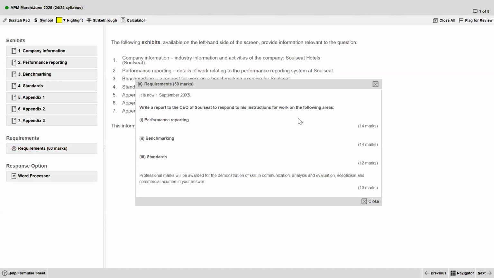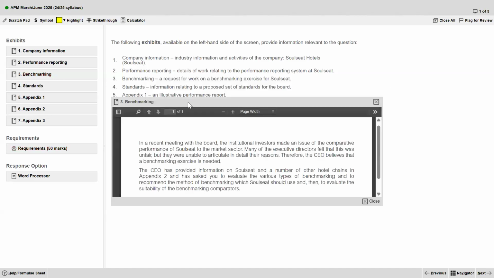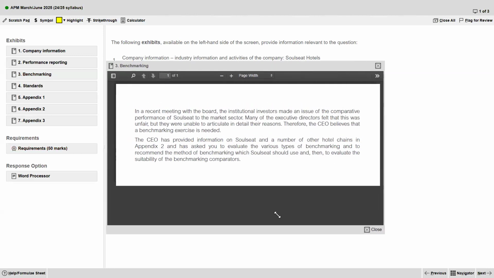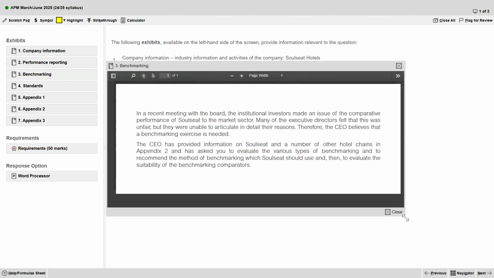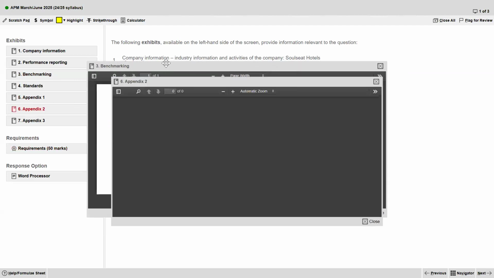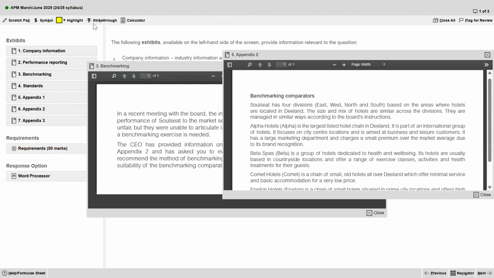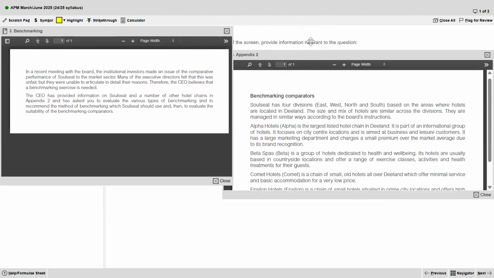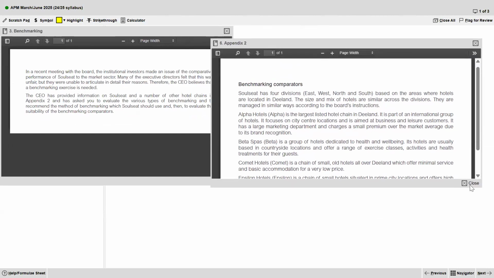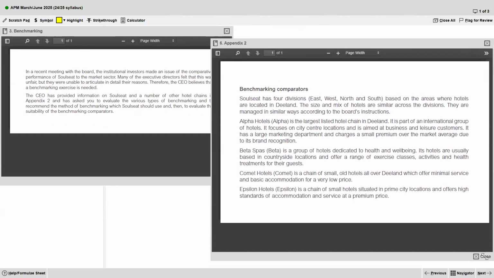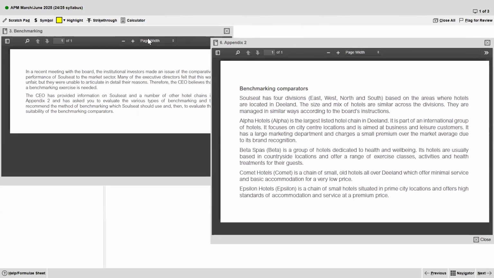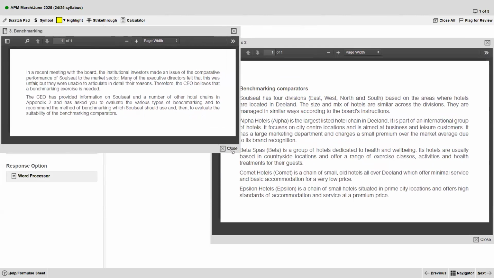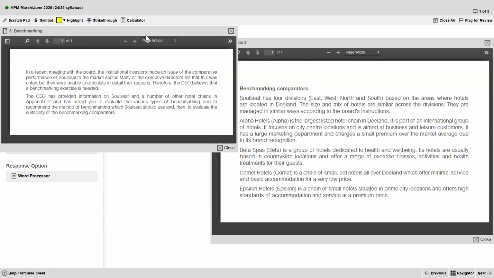Okay, the next part is about the benchmarking. So for the benchmarking, he is referring to exhibit number 2, which is appendix 2. Now, can you just go through it, please?